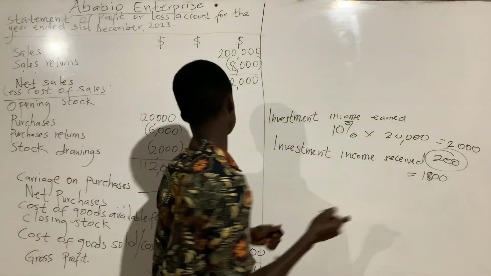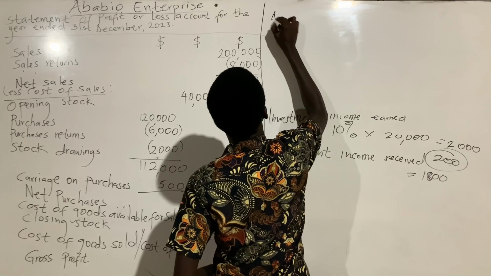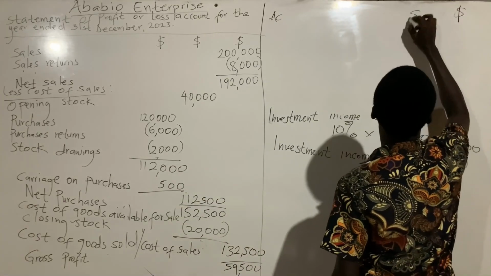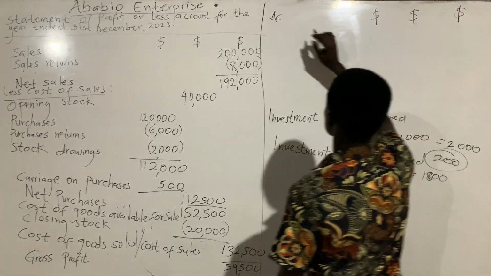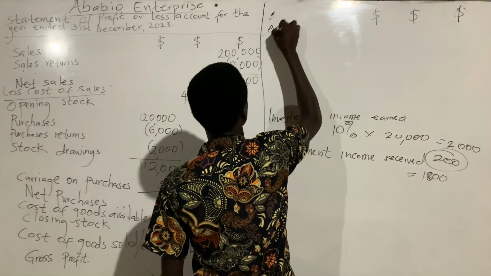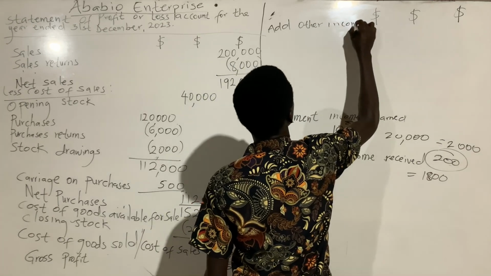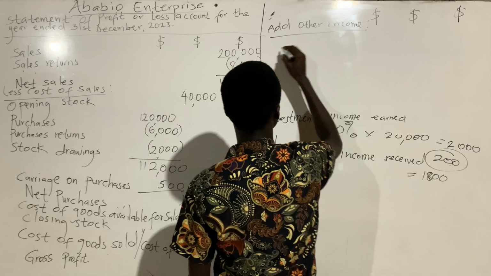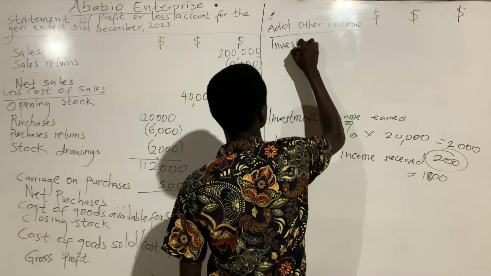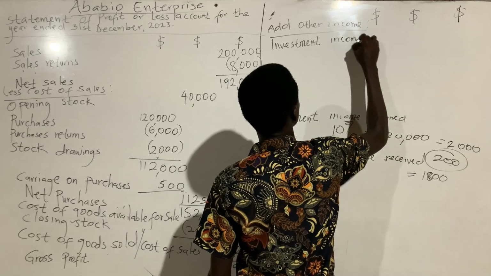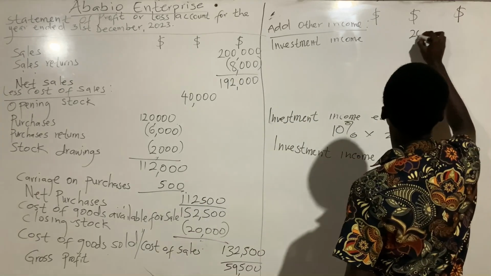So let's start listing our other income. But before then, let's try and create our 3 columns. So we will say add other income. Investment income of $2,000.